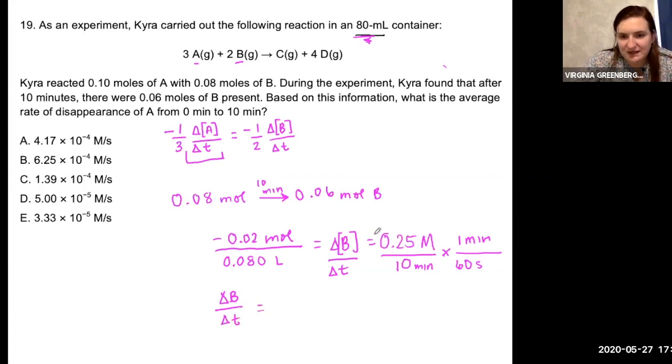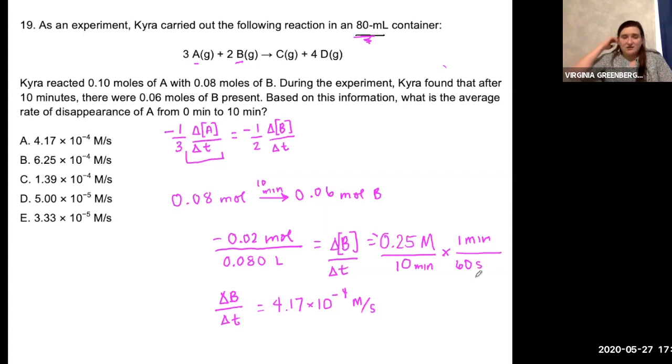And this should be negative because it's going away. And this ends up being 4.17 times 10 to the negative fourth molar per second. Okay.